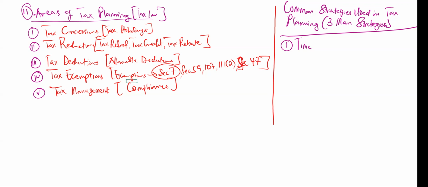You want to use the timing strategy. We can call it the time value strategy, or deferment strategy, but I like timing. So let's use timing. This is where you time the right way, the right time to buy an asset. So can I take this deduction at this date?